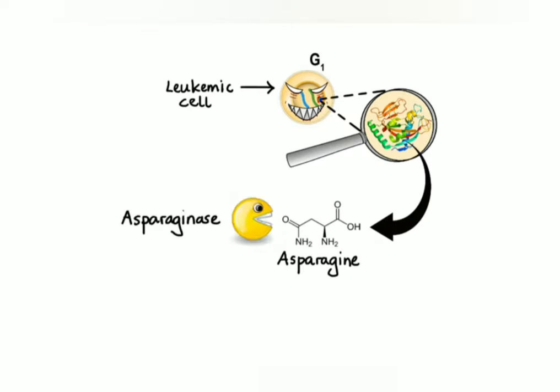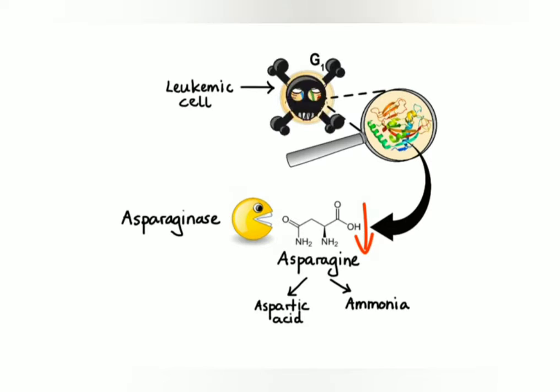Asparaginase is an enzyme that speeds up the breakdown of asparagine into aspartic acid and ammonia. This results in the depletion of asparagine, inhibition of protein synthesis, cell cycle arrest in the G1 phase, and ultimately apoptosis in susceptible leukemic cell populations.